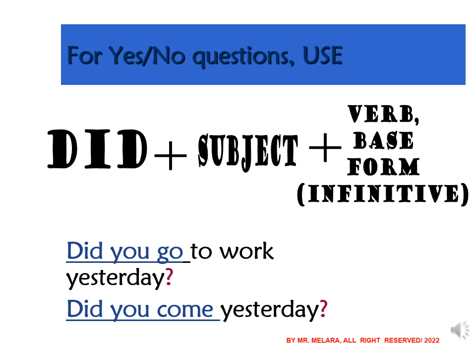For yes/no questions, you use did plus subject plus verb in base form or infinitive. Remember, for questions you use did in the first place, followed by the subject and ending with the verb in base form. For example, did you go to work yesterday? Or did you come yesterday? It's necessary you remember that when you use the auxiliary did, the verb is going to be in base form.